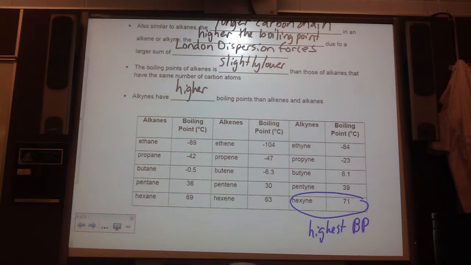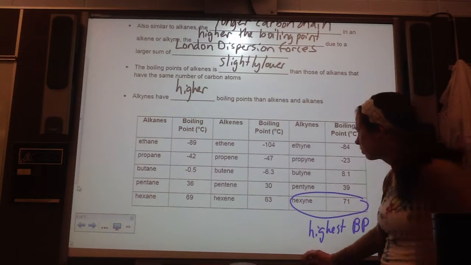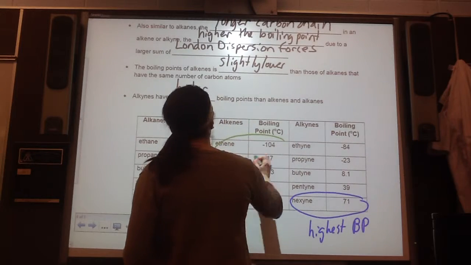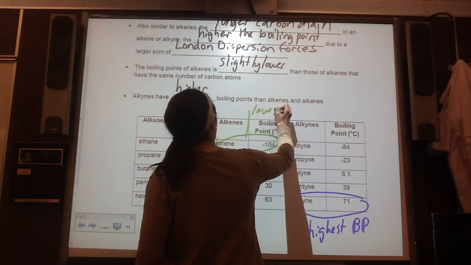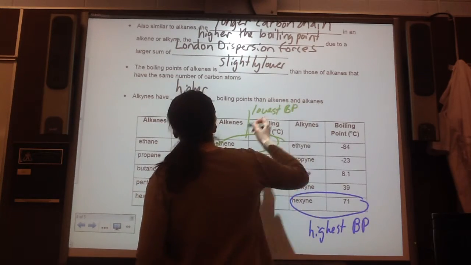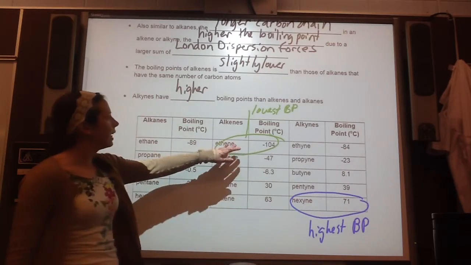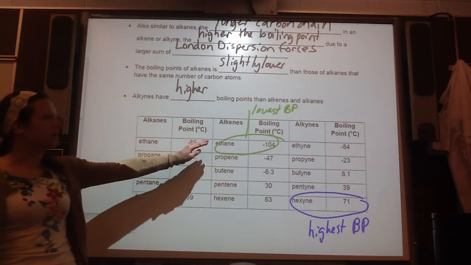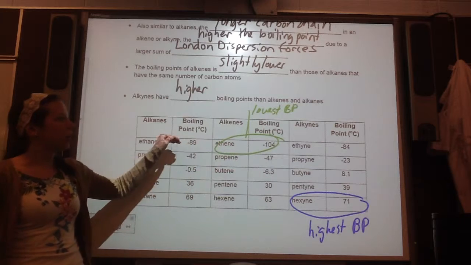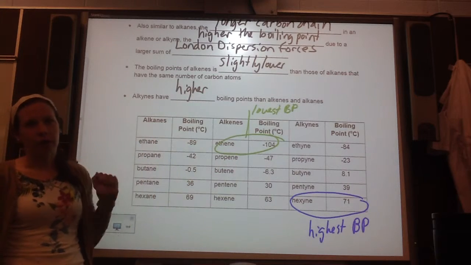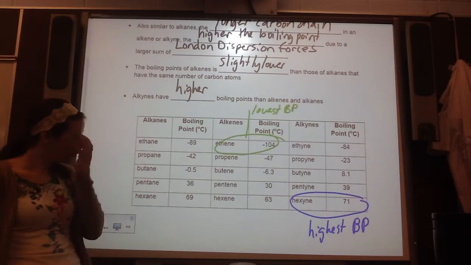Which one is our very lowest boiling point? Ethene. Because the ethene compared to ethane is a little bit lower, and this is the one with the lowest amount of carbons. Okay?